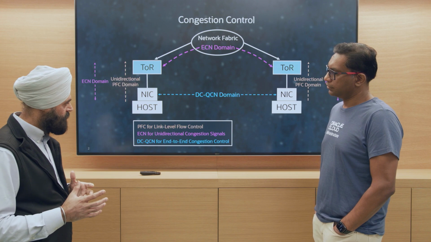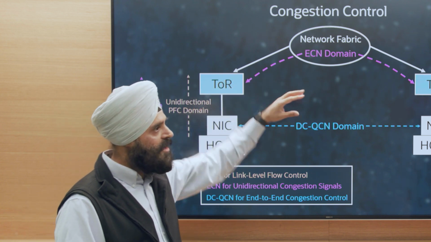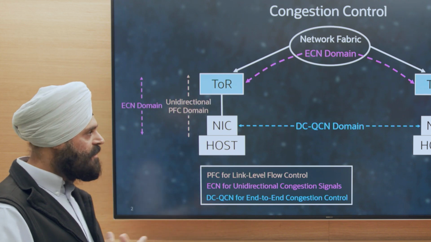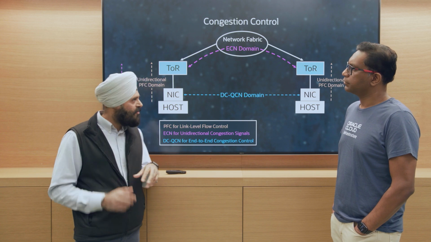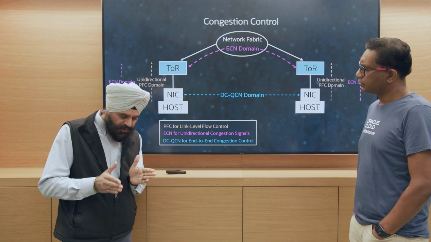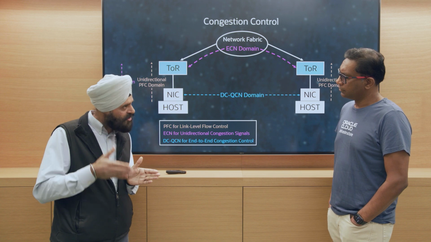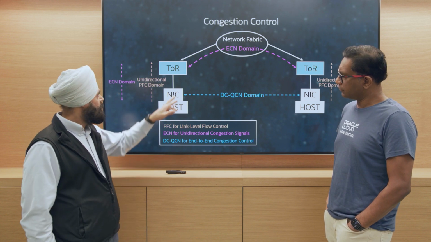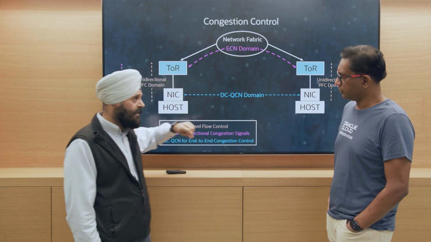So basically, the way that ECN works is, unlike PFC, where it's a hard stop, and the stops can percolate throughout the network, in the case of ECN, all the devices in the network keep an eye on their queue. So imagine this top of the rack switch. It will keep an eye on its interface queue and look at how many packets are in the queue. If there are too many packets in the queue, so there's a threshold, if the number of packets in the queue goes beyond the threshold, the top of the rack switch sends a message to the receiving host on the other end. It's called an ECN packet.